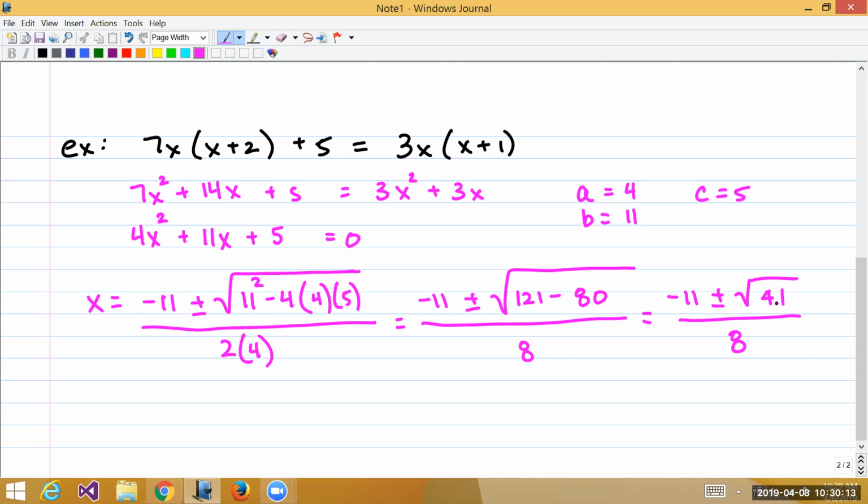You notice 41 is a prime number. We'd have nothing to take out of the radical, nothing simplifies, so those two are our final solutions. Basically negative 11 plus radical 41 divided by 8 and negative 11 minus radical 41 divided by 8, but we can leave them as one because they cannot be simplified.